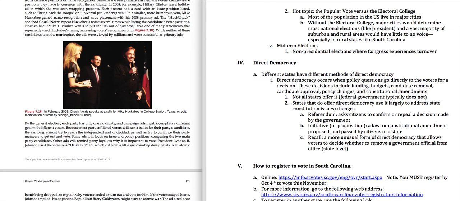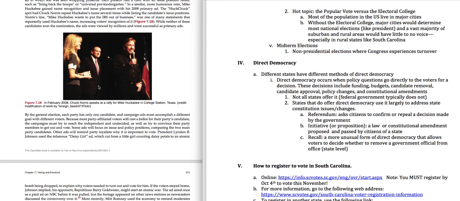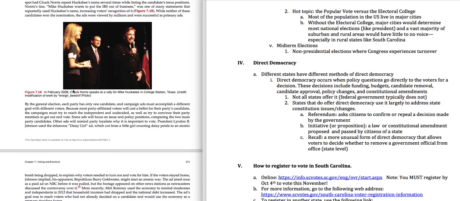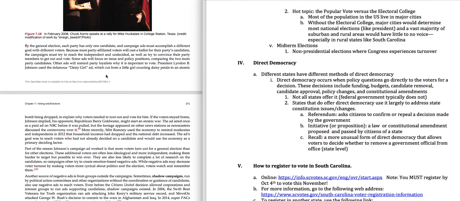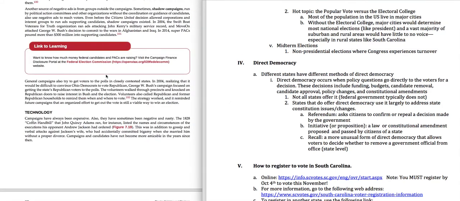By the way, that's Chuck Norris. He came out and endorsed Mike Huckabee back in the day. This is at the height of the Chuck Norris meme, so that was a big win for him. But that was his biggest win, because Huckabee didn't get the nomination.